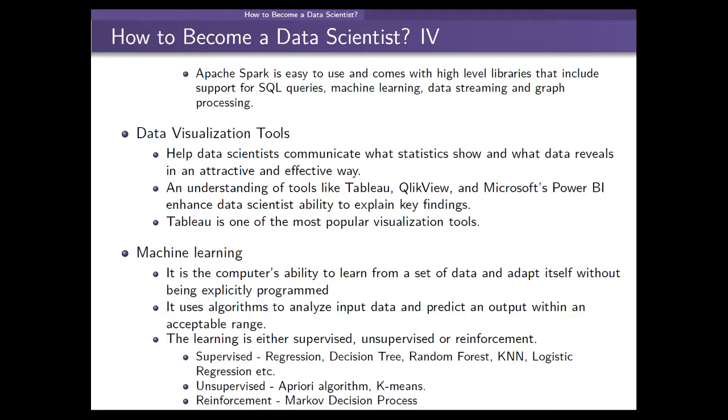And then it also supports data streaming. Data streaming means capturing and working with streaming data, that means real-time data. And then Spark also has one more important component for graph processing. So for graph processing, you can use Apache Spark.